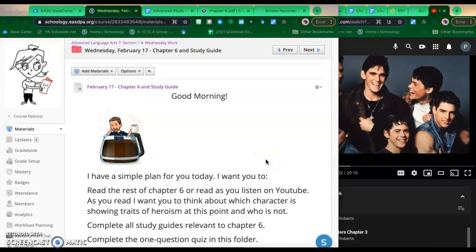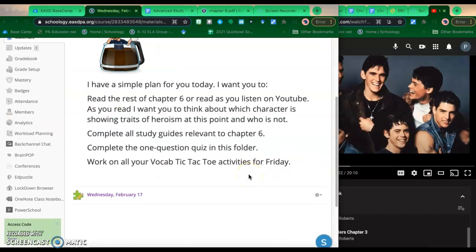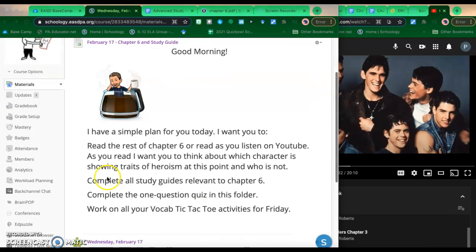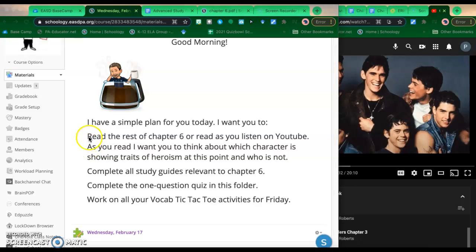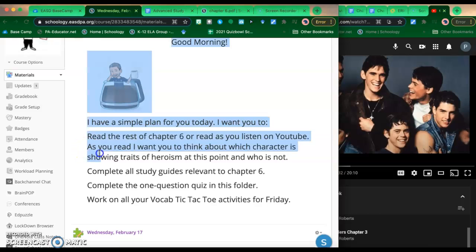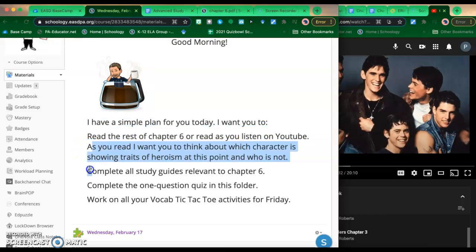This is just some instructions for you for today for your Wednesday work. And I basically have three or four things here for you to do, depending on how far you are. I want you to read the rest of chapter six, or read as you listen on YouTube, if that's your bag. As you're reading, I want you to think about which character is showing traits of heroism and who is not.